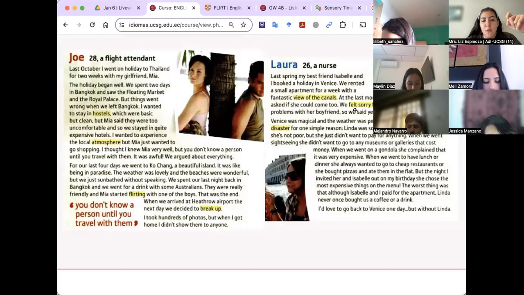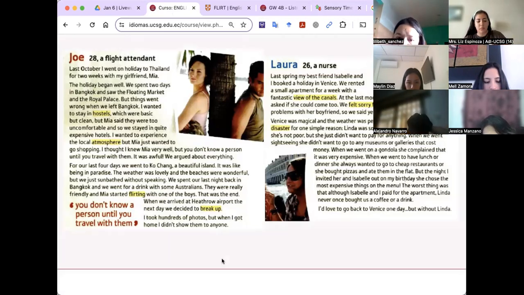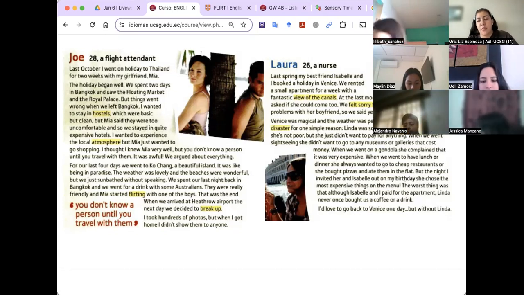Then, what is the meaning of felt sorry for her? What's that? To felt sorry. It says because she had problems with her boyfriend, so we say yes. So I feel sorry for Laura. She just finished, she broke up, she finished the relationship with her boyfriend. So we're really sorry for her. So what's the meaning of that? To be really sorry for her.